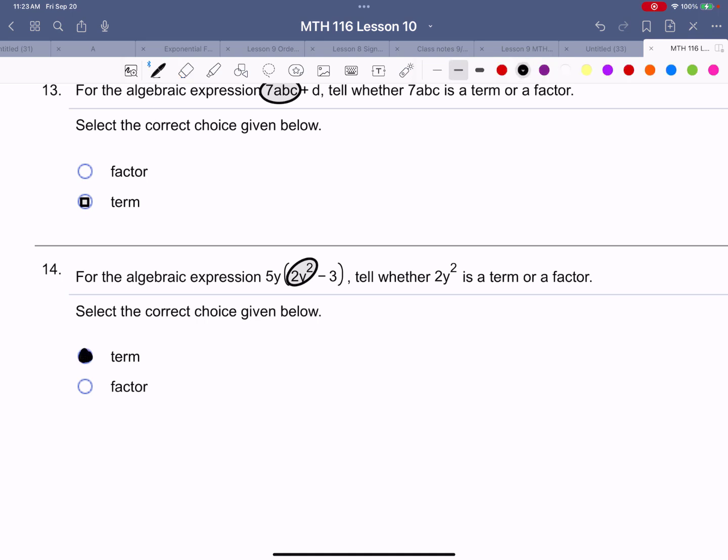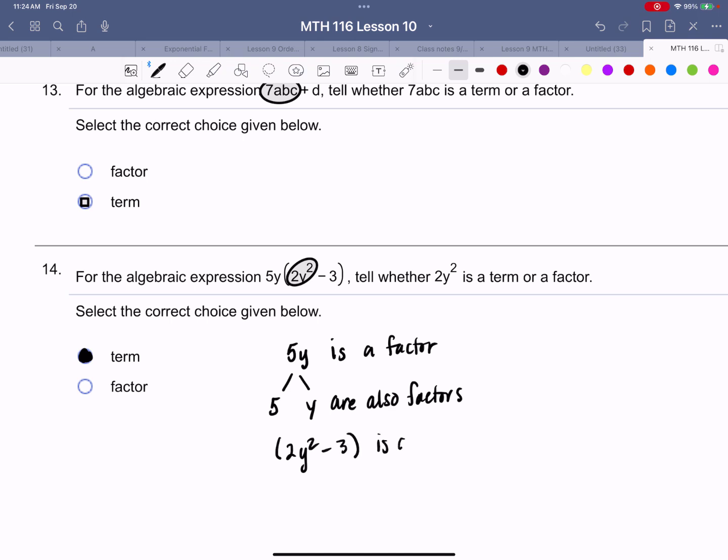So let's break this one down more just as a review. We've got 5y is a factor. Because look, it's not being added to 2y squared minus 3. It's being multiplied. Now within 5y, 5 and y are also factors. Why? Because they're being multiplied. Now 2y squared minus 3, the whole thing, is a factor. And the reason it's a factor is it's being multiplied. What is it being multiplied by? 5y.